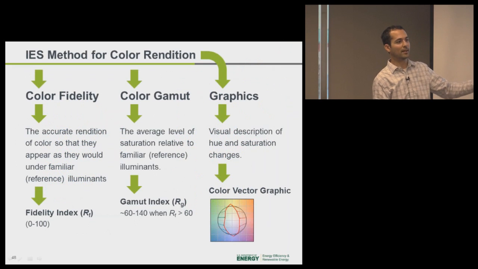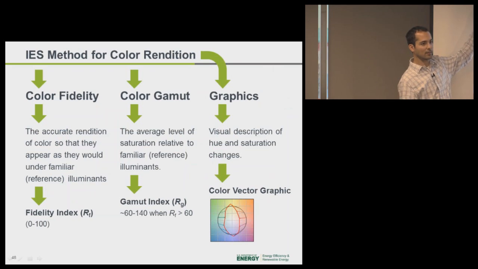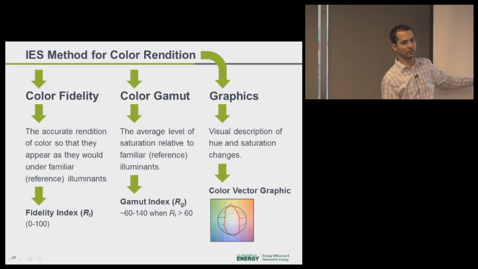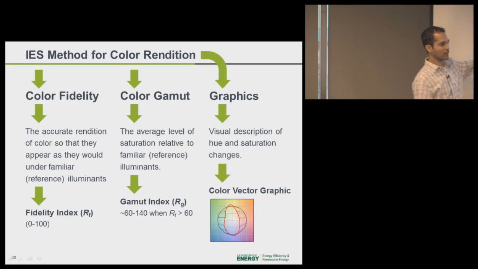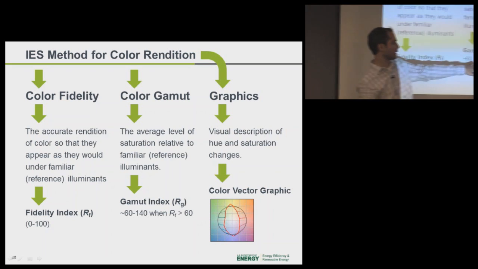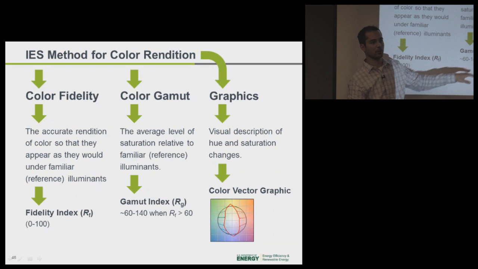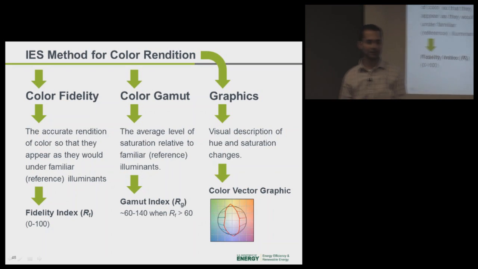So again, talking about what manufacturers will probably provide, circling around to the high-level overview again. Color fidelity, similarity to the reference, fidelity index Rf, scale roughly 0 to 100. Color gamut, the average level of saturation relative to the reference. As I mentioned on that two-axis plot, there's a relationship between the two, so there are no defined limits here. But when you're above an Rf of 60, you're talking about 60 to 140 as your approximate range there.